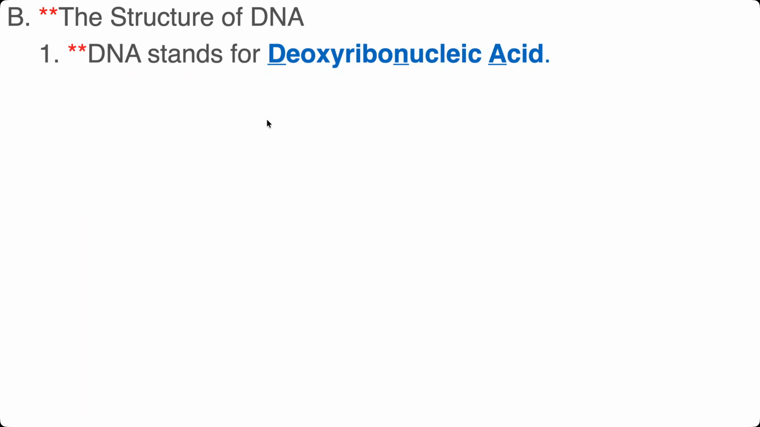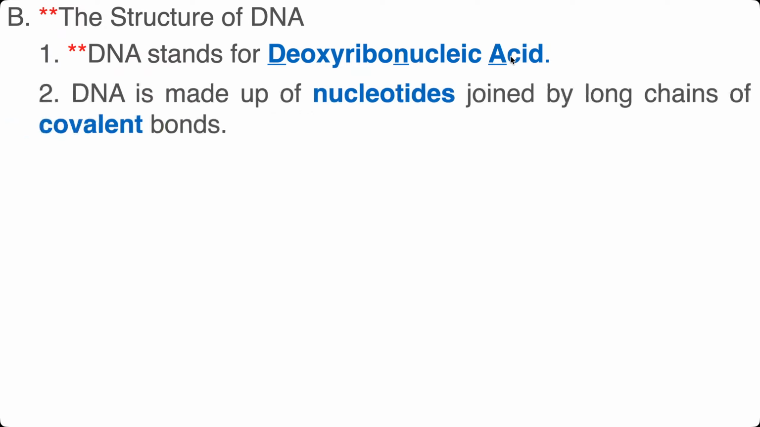Okay, so just to kind of review some stuff that you probably already know. How is DNA structured? Well, first of all, DNA stands for deoxyribonucleic acid. That's the D, N, and the A. And so DNA is just made up of a bunch of nucleotides. Nucleotides are joined together by these covalent bonds, and that's kind of what makes our DNA.